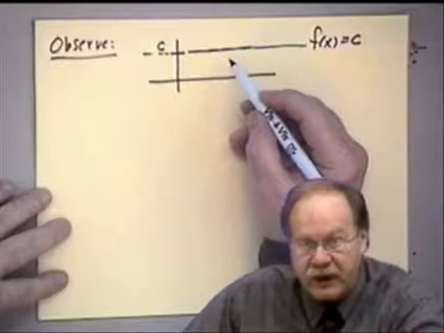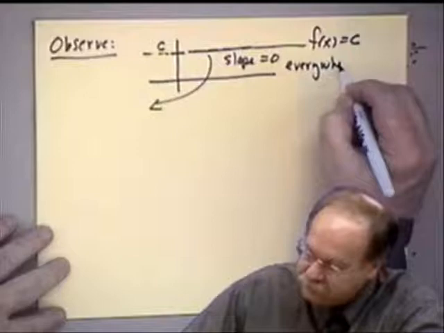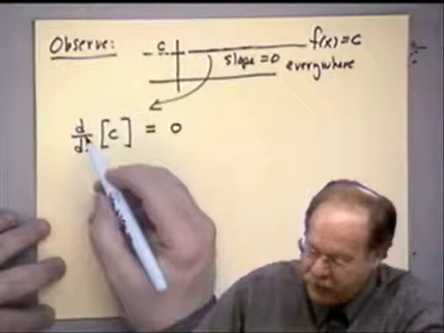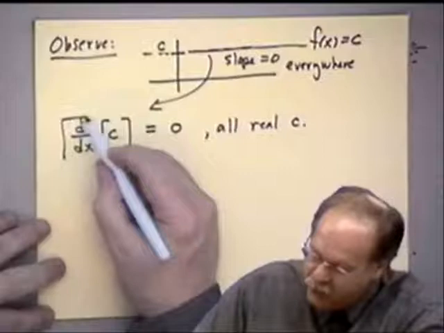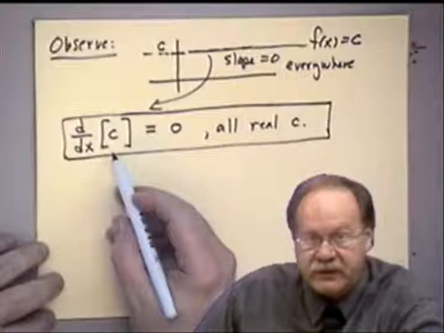So we have discovered from this, because the slope is equal to 0 everywhere, it seems that we have a slightly extended rule that says if you take the derivative of a function that's equal to any constant whatsoever, you should get 0. And that's for all real numbers c. So we have a rule here that is the first of the rules we'll be examining. It's a very basic rule. It says if you take the derivative of a constant, or a function that's always equal to a constant, you always get 0. That's easy.